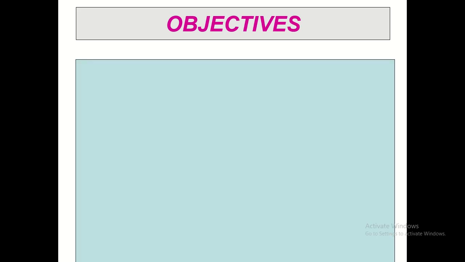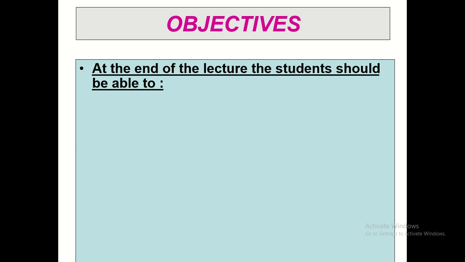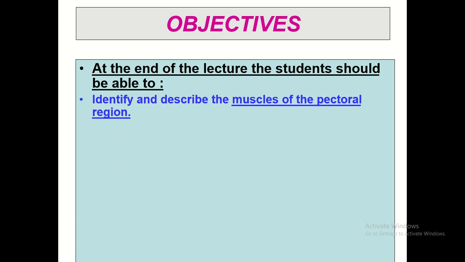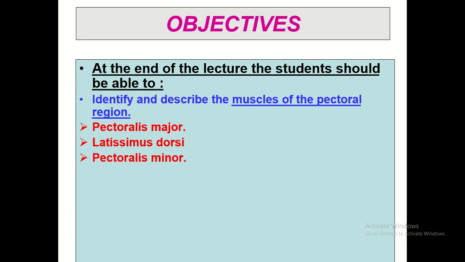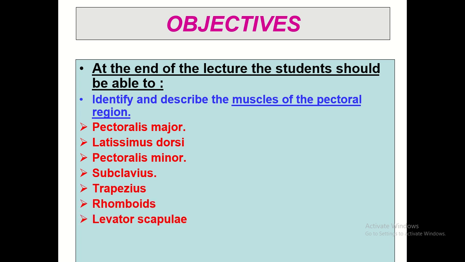What are the objectives? Basically, at the end of this lecture, the student should be able to, one, identify and describe the muscles of the pectoral region. You have to know and describe these muscles by the head. You have to know the pectoralis major, the latissimus dorsi, the pectoralis minor, the subclavius, the trapezius, the rhomboids, the levator scapulae, and the sternocleidomastoid, lastly the serratus anterior. So these are the muscles that comprise your pectoral region.